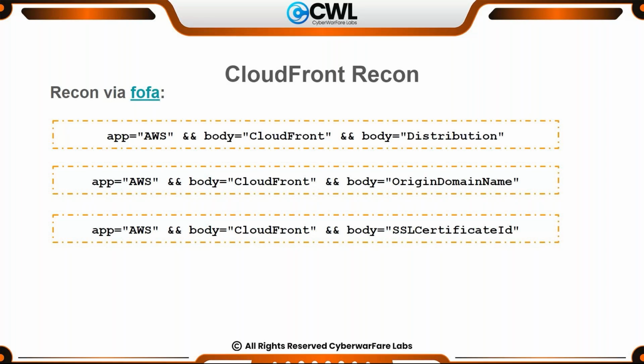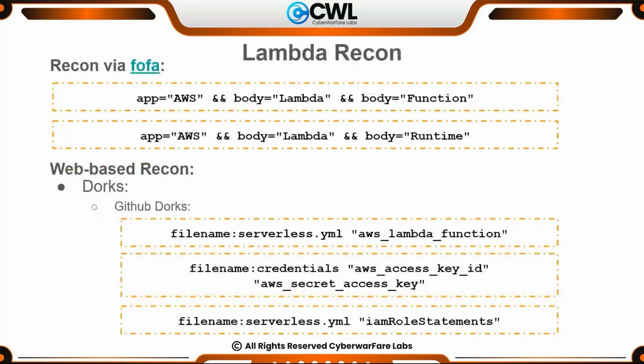Now let's shift our focus to another service, which is AWS Lambda. Our first tool we are using is FOFA. The provided FOFA query is tailored to pinpoint instances or services related to AWS that feature the terms lambda and function name within the body of the HTTP response. The goal of this query is to locate resources or endpoints associated with the AWS Lambda functions.